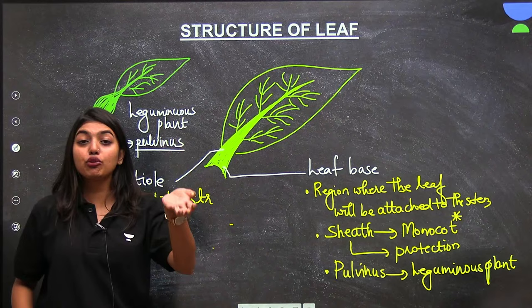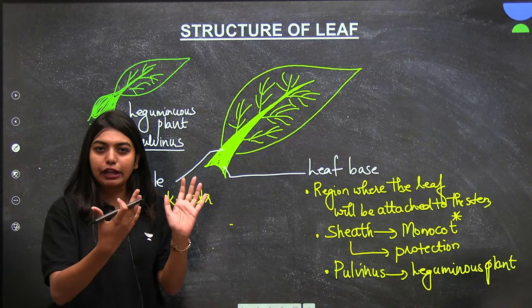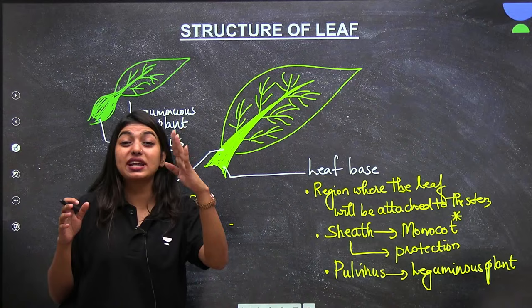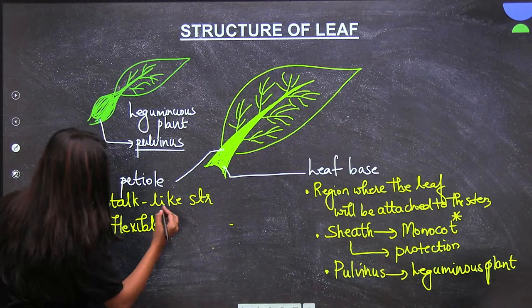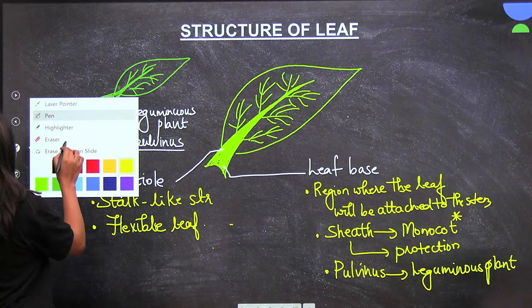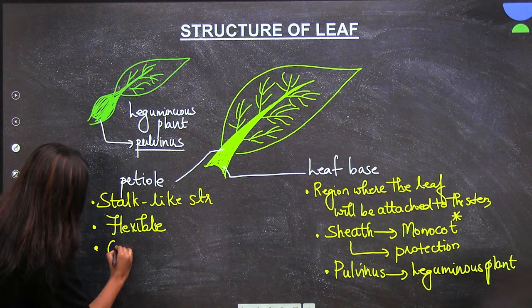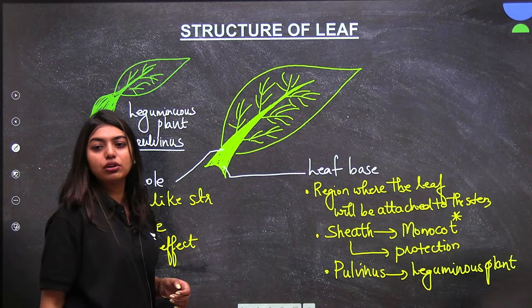Now, what is going to happen when they flutter with the wind? It is going to give a cooling effect for the leaf, right? If a wind hits, I'll feel very cool, right? Same way, this petiole is going to provide that flexibility for the leaf. I'll just write flexible. And because of this, it is also giving a cooling effect for the leaf. Clear to all of you?